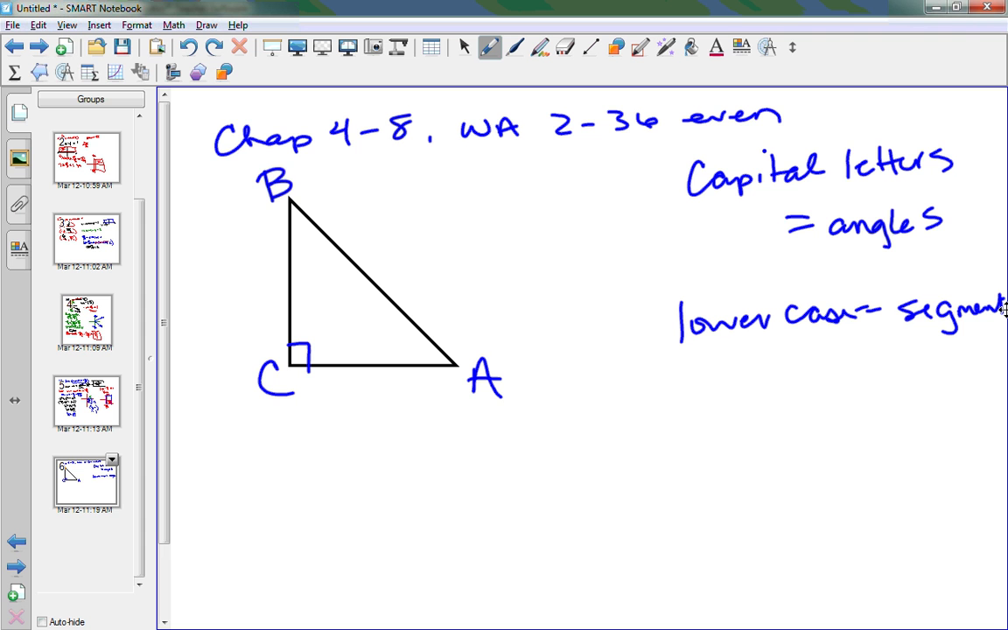Now, how do I place my segments? Your segments are always across from the angles. Always. So, segment B is across from angle B. Segment A is across from angle A. Segment C is across from angle C. Do we all understand that, yes or no? That is the way it always is. It doesn't matter how you place your triangle, how you order it. Okay, that's always the way it is. Do we understand that, yes or no?